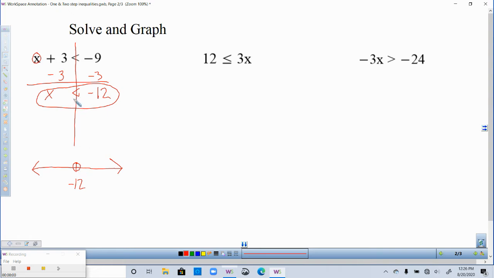And the way you tell is if there's an equal to bar, then you fill it in. Okay? It's a closed circle. If there's no equal to bar, then that means it's an open circle. So we're going to leave this open because there's no equal to bar. Now, I will say, especially with negatives, you got to remember that negatives go backwards, okay? And so you think about how you would normally count 1, 2, 3, 4, 5, 6, 7.